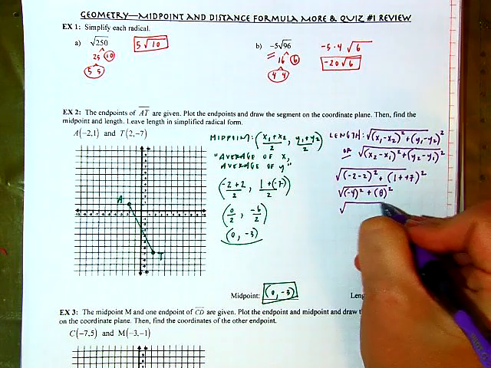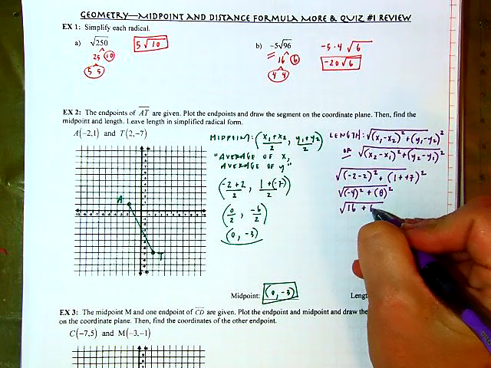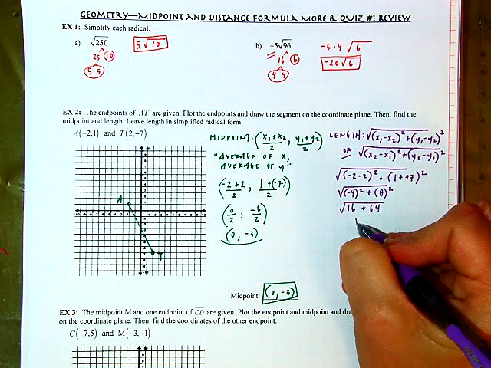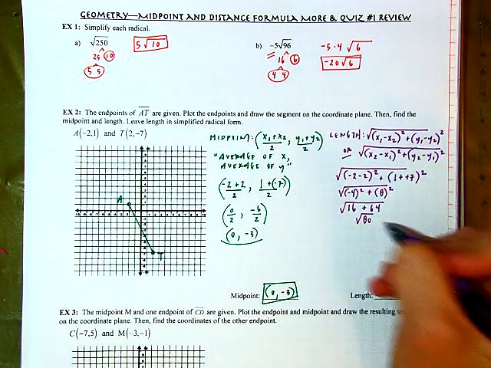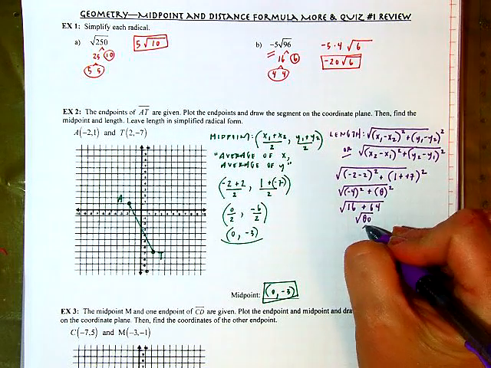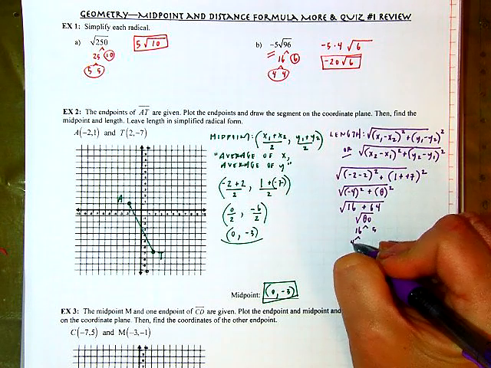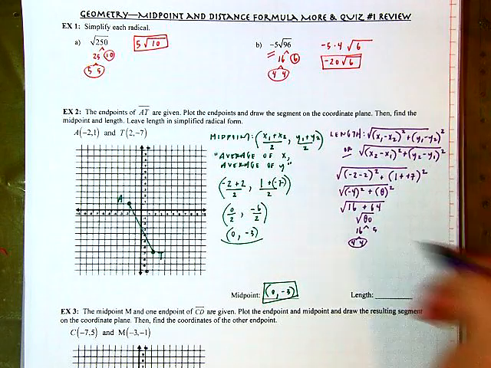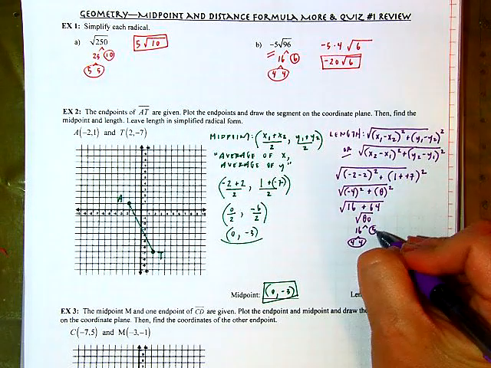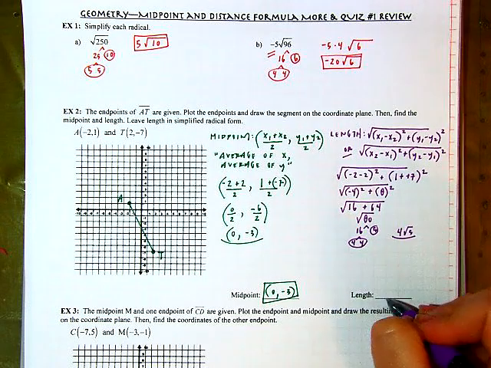Next stage. -4 squared is 16, 8 squared is 64. So I end up with the square root of 80. If I simplify the square root of 80, that breaks into 16 times 5. 16 will give me a pair of 4s, right? It's a perfect square with that 5 staying behind. So my answer will be 4 square root 5.